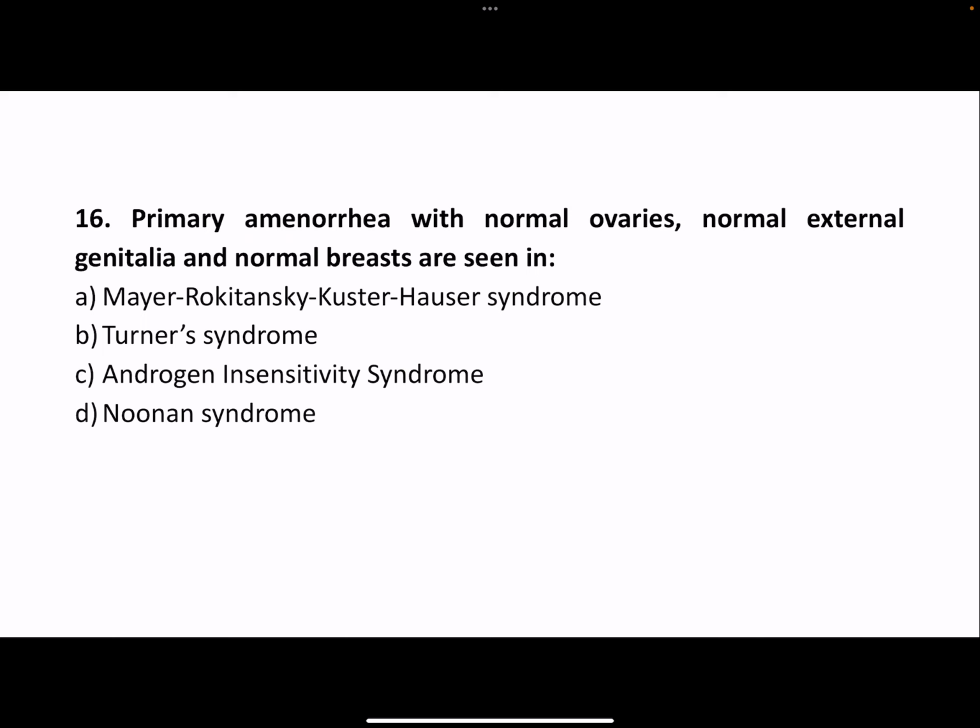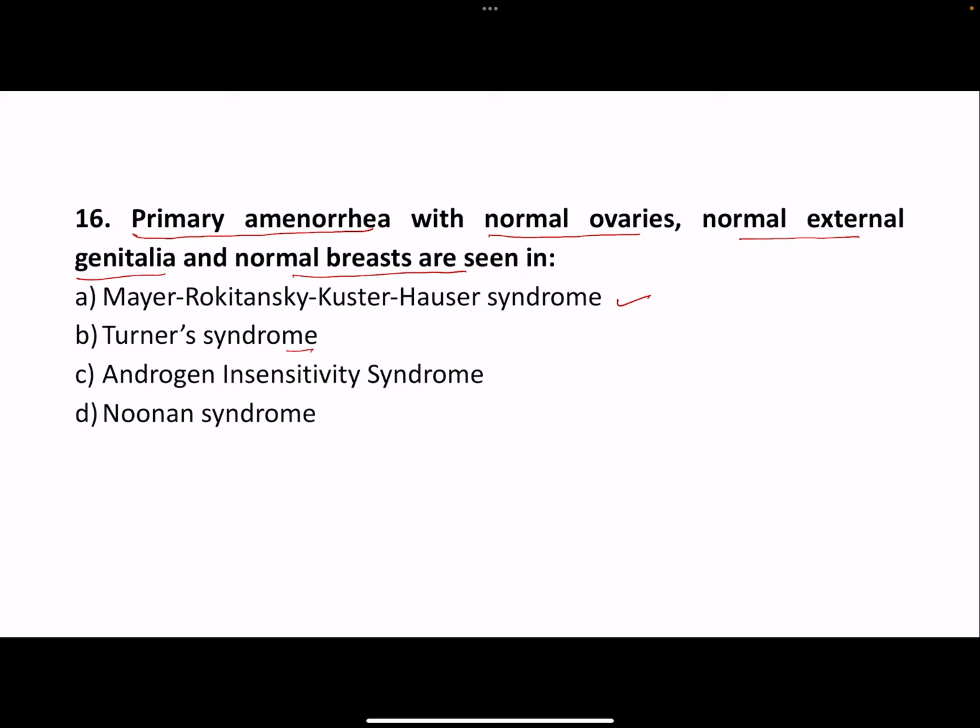Question number 16. Primary amenorrhea with normal ovaries, normal external genitalia and normal breast are seen in. So in this question, we have to find out which condition has normal ovaries, normal external genitalia and normal breast with primary amenorrhea. So option A is the right one, because in Mayer-Rokitansky-Kuster-Hauser syndrome, there is primary amenorrhea with normal ovaries, normal external genitalia and normal breast.